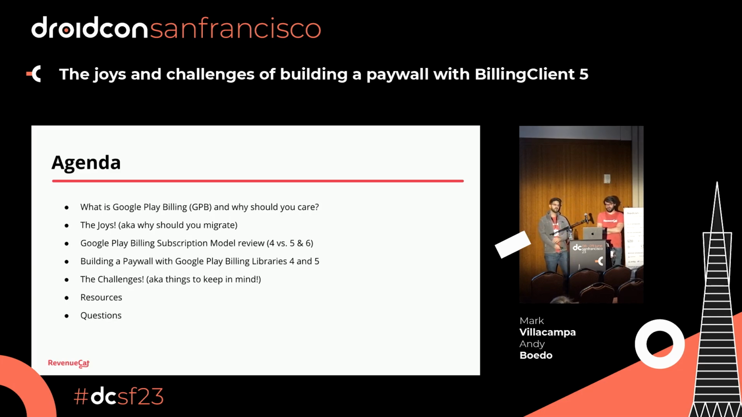So, what we're going to be covering today. We're going to go over a little bit what is Google Play Billing Client. We're going to talk about when you need to use it and why you should care about this at all. And we're going to talk about the compelling reasons to migrate to Billing Client 5. And we're going to go over the differences in the model used for Billing Client 4 and then 5 and 6. And a quick note, Google Play Billing 6 is very, very similar to 5, so we're going to be talking interchangeably about them because they're almost the same thing.